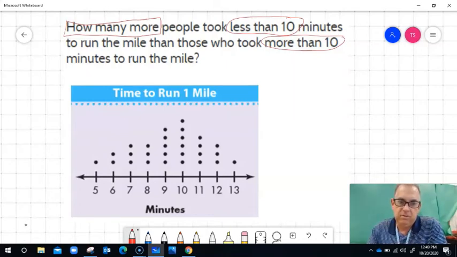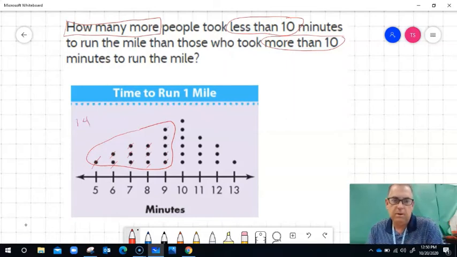Okay, let's check and see if that's right. I'm going to say that these people right here took less than 10 minutes to run a mile. Let's count them. That's 1, 2, 3, 4, 5, 6, 7, 8, 9, 10, 11, 12, 13, 14. So it looks like 14 people. I'm going to double check, make sure I did it right. I'm going to count again. So 1, 2, 3, 4, 5, 6, 7, 8, 9, 10, 11, 12, 13, 14. So I got it right. So the 14 people took less than 10 minutes. I'm going to put an L over them.